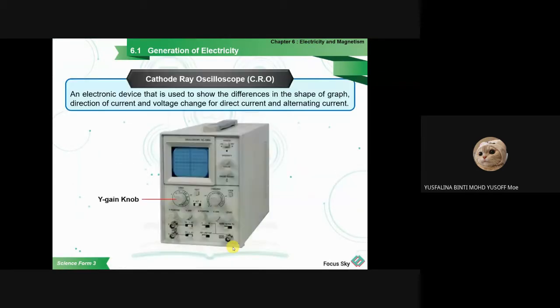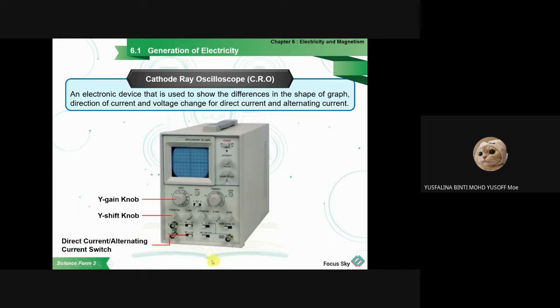Okay, so this is the CRO. Now we see a different type of CRO, right? So this is also a CRO. This is the parts of the CRO. Okay, the Y gain knob. The Y gain is actually for the volt. You can see here it is for the volt. Okay, and this one is the Y shift knob. Actually, it is the one where you can change the position up and down, right? Just now you already saw.